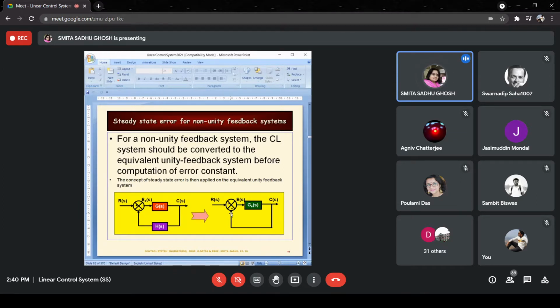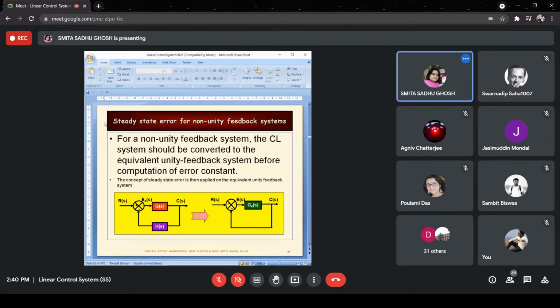Or it may be non-unity feedback, which means that there is a feedback element H(s) which is not equal to 1. It may be some other constant value, or it may have dynamics. So basically there will be a transfer function again for the H(s). Now, as far as steady state error is concerned, if you want to find out the steady state error for non-unity feedback systems, then you cannot directly use the same method that was outlined for the unity feedback system. Rather, you have to do something before you can apply the same principles.